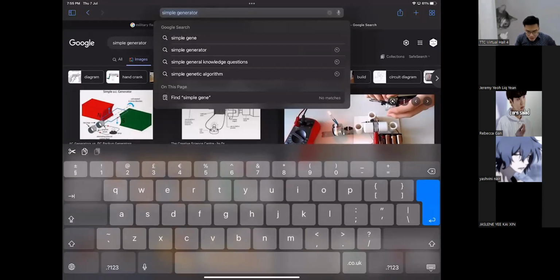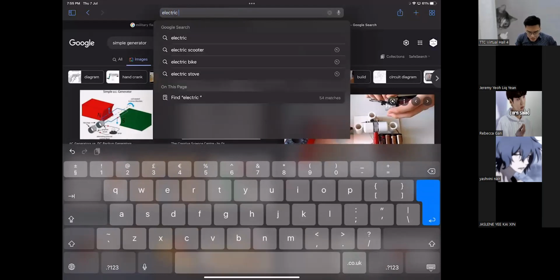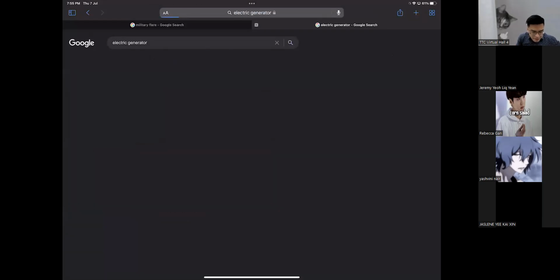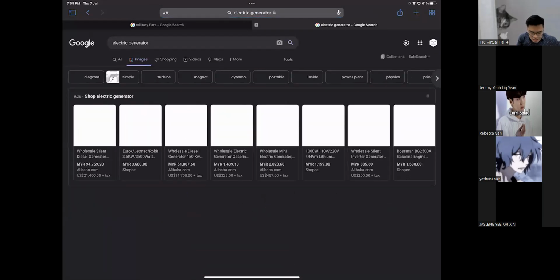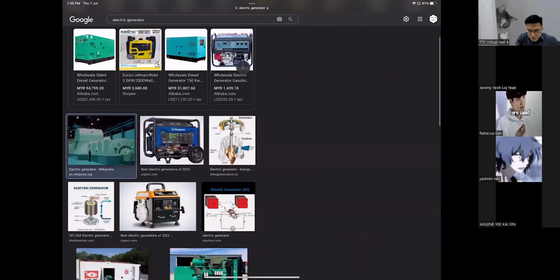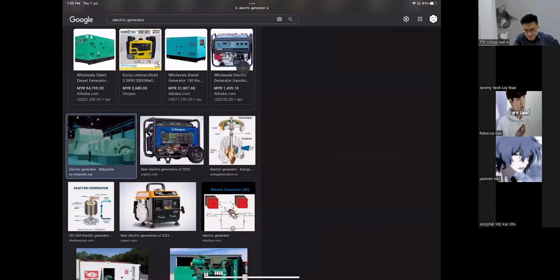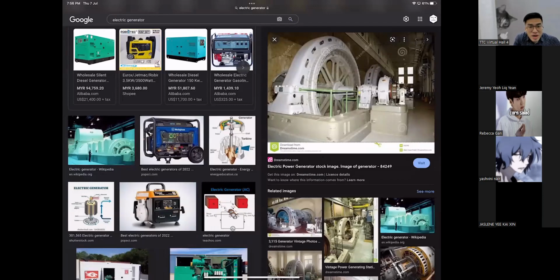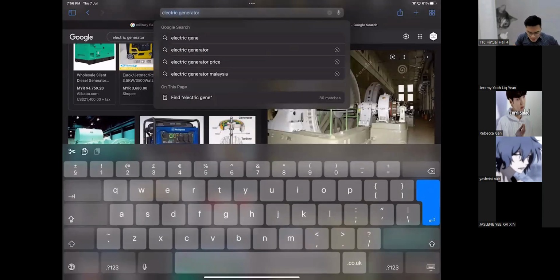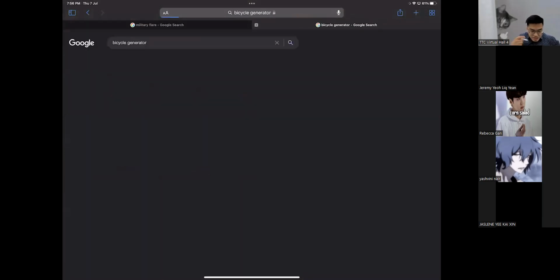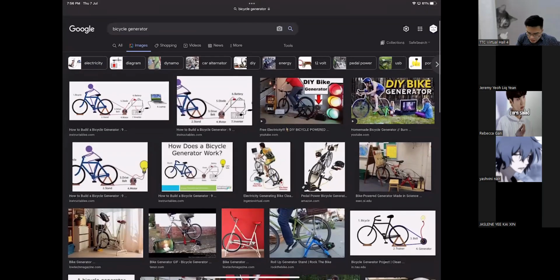Even a big electric generator, it's the same. The concept is the same. You see, is this generator big enough? They work using the same way. The bicycle one is the same thing. Let me show you the bicycle generator. They're just turning the turbine. The bicycle generator, where is it?